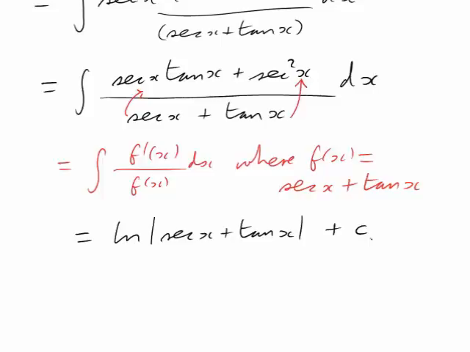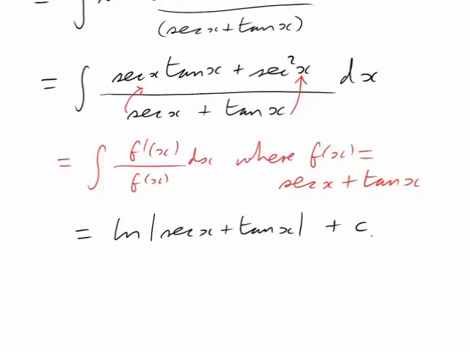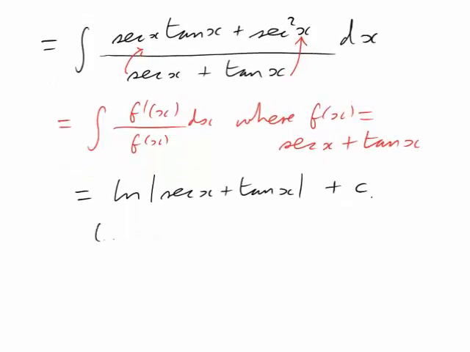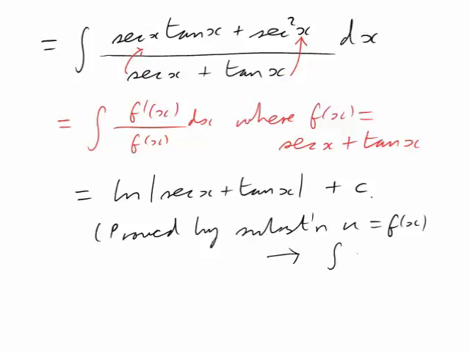If you're not aware of that result, it's easy enough to prove simply by choosing, in general, a substitution u equals f of x. That turns the integral into the integral of 1 over u du. I'll leave that as an exercise for you to check, but it's true whatever the function f. In this particular case, our f of x is sec x plus tan x, and so we get the log of sec x plus tan x.